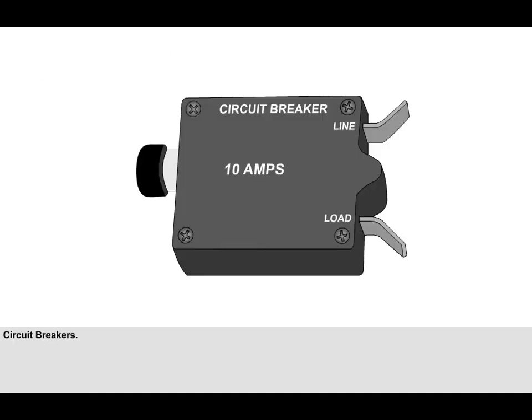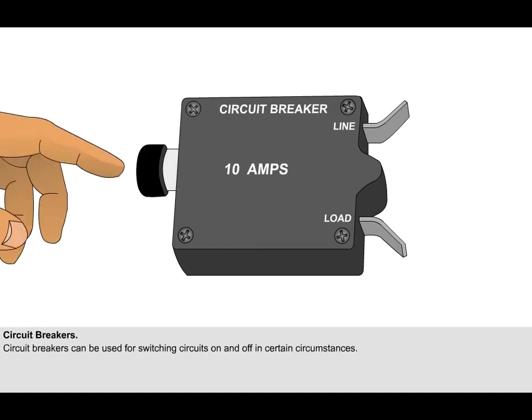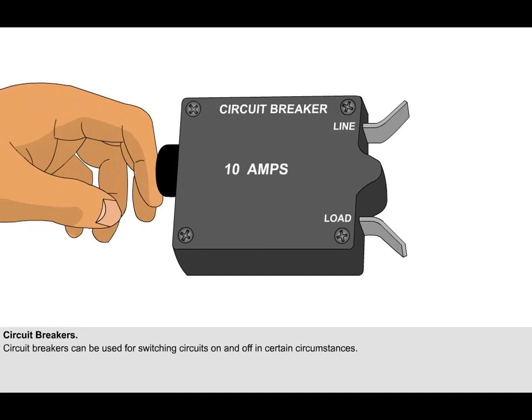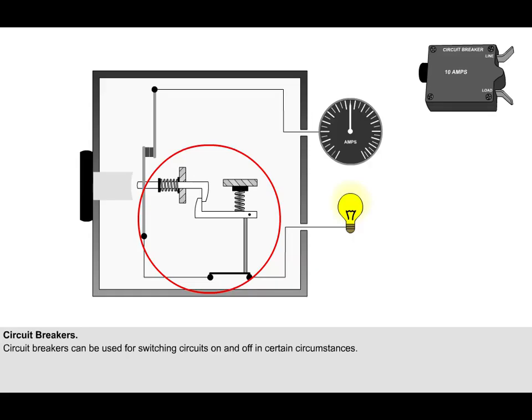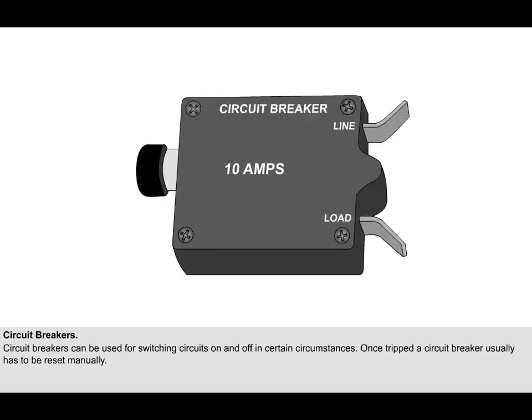In this lesson, we will look at circuit breakers, which have mostly replaced fuses as the circuit protection devices in both direct current and alternating current circuits on modern aircraft. Circuit breakers combine the function of fuse and switch. They can be used for switching circuits on and off in certain circumstances. Generally, the circuit breaker incorporates an automatic thermosensitive tripping device. Once tripped, a circuit breaker usually has to be reset manually.